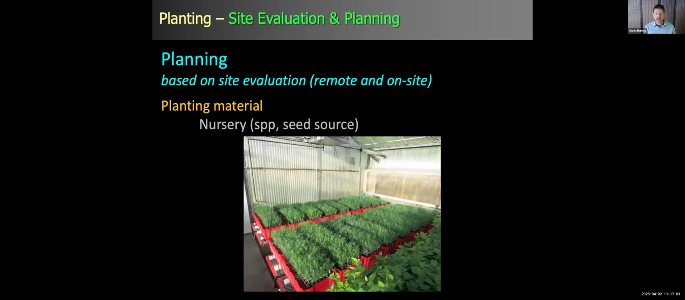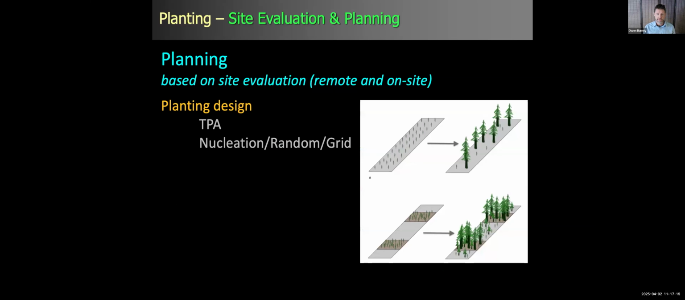Planning your planting material. So what is the target species you want to put back on that landscape? And Josh went into really good detail on seed source. And so what is the seed source that we need that will work best? Are we going to be integrating assisted migration into this planting program?